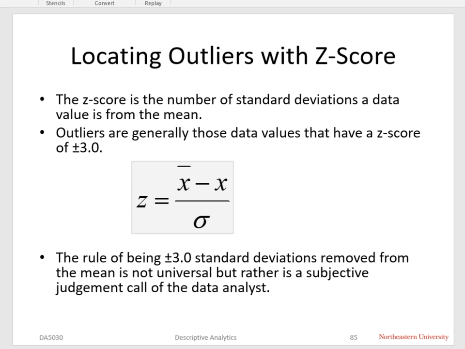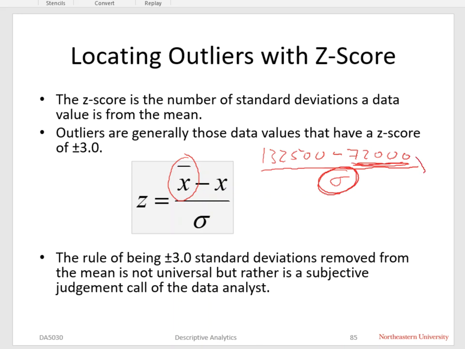So if you have the mean for a data set, let's say your mean house sale price is 132,500, and you have a particular value, let's say 72,000, then what you do is subtract to get the delta, and you divide that by the standard deviation for the data set. That tells you how many standard deviations that particular property is away from the mean. If that number is greater than some threshold, typically 3, then you want to exclude that value.